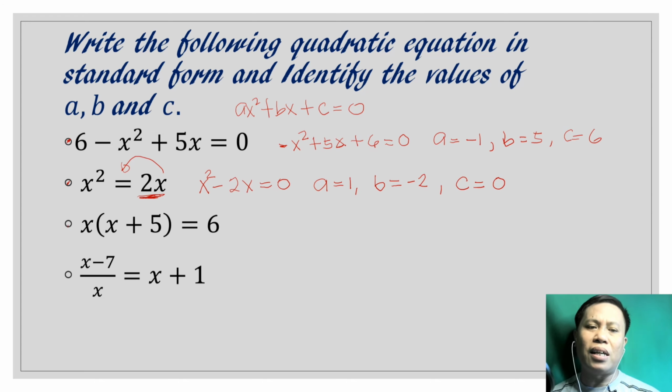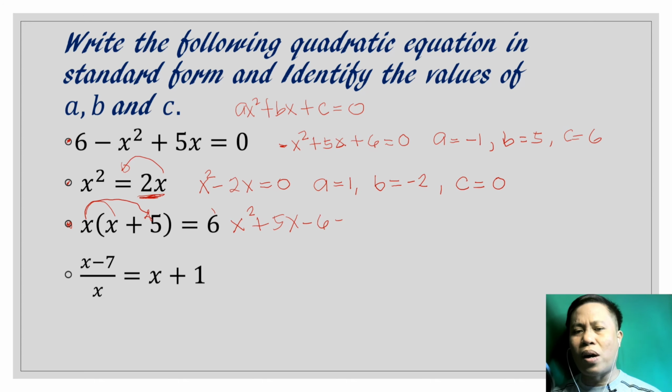Okay? Then next is the product of x times x plus 5 equals 6. To write this in standard form, we have to expand first the product of x and the quantity x plus 5. So we multiply x times x, so we have x squared. Then we have x times positive 5, we have positive 5x. Then we transpose 6 from the right side to the left side. It will become negative 6 equals 0. And what is the value of a? The value of a is 1. The value of b is 5. And the value of c is negative 6.